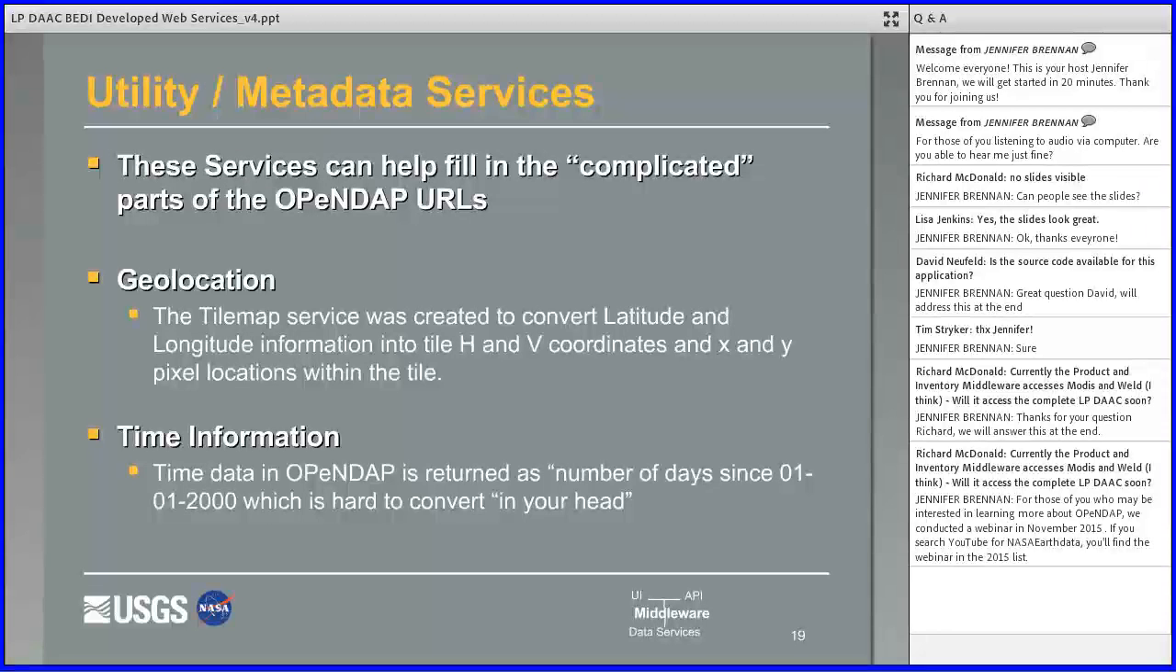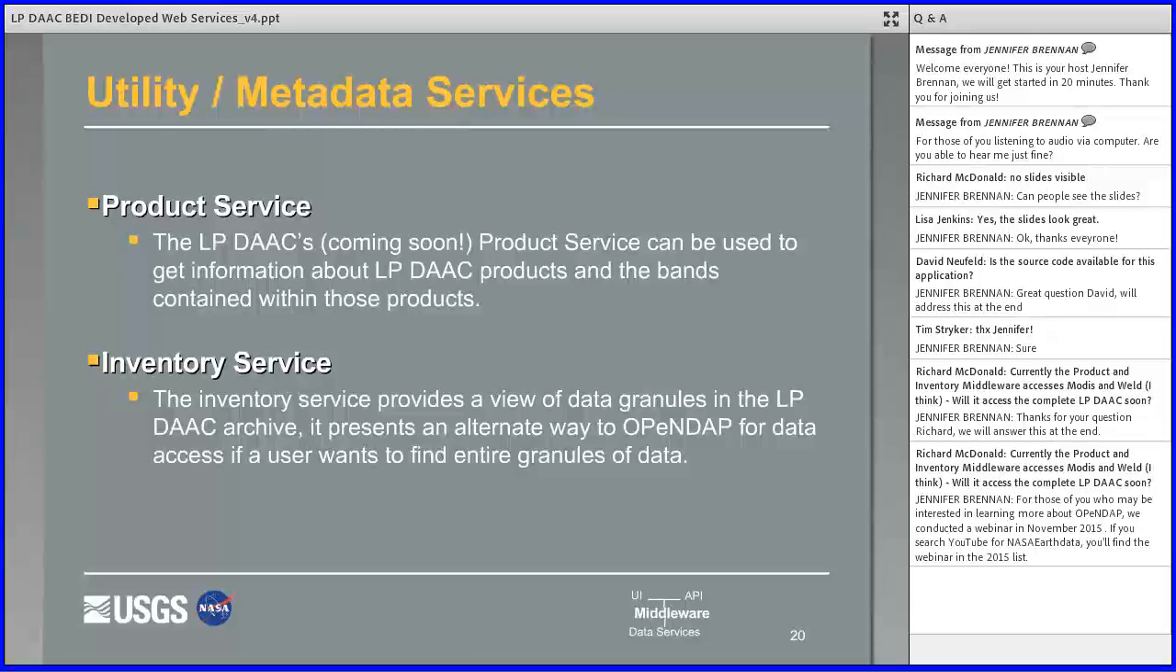So our utility and metadata services, our middleware services, help you fill in the complicated parts of the OPeNDAP URLs. For geolocation, the tile map service converts the latitude and longitude to h and v coordinates and x and y pixel locations within your tile. And then, like I said, time information is represented in OPeNDAP as number of days since 1/1/2000. And that's a hard thing to convert in your head if you see a number like 354 or 3,276. Converting that to an actual date is rather complicated. So our middleware services help with those things.